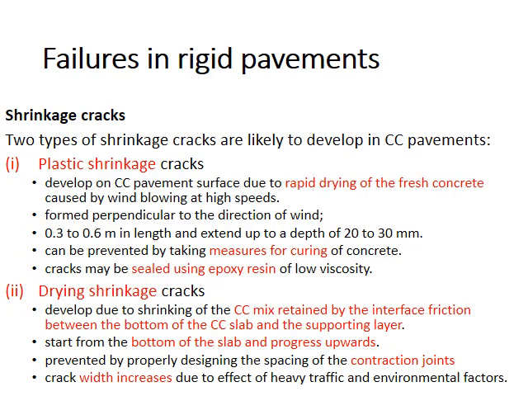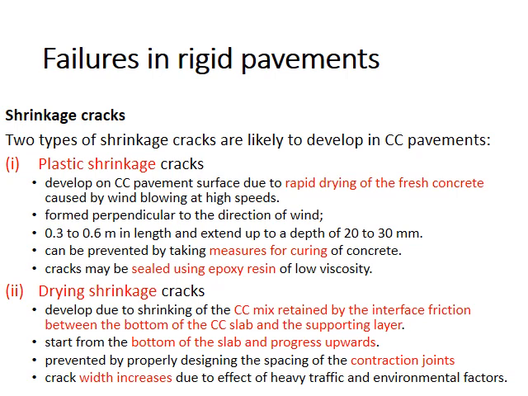Then the next type of failure in rigid pavements is shrinkage cracks. There are two types of shrinkage cracks: plastic shrinkage cracks and drying shrinkage cracks. Plastic shrinkage cracks are formed due to rapid drying of the fresh concrete. They can be prevented by measures for curing of concrete, that is, without letting the concrete dry, you can cure it or keep it moist. Also, if there are any cracks, they can be sealed using low viscosity epoxy resin.